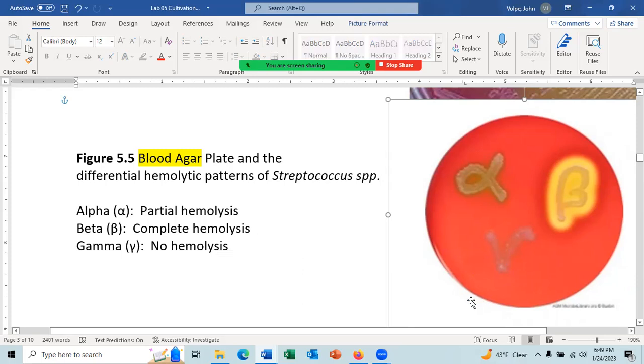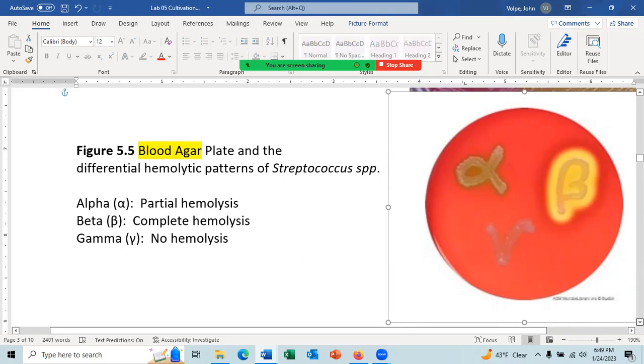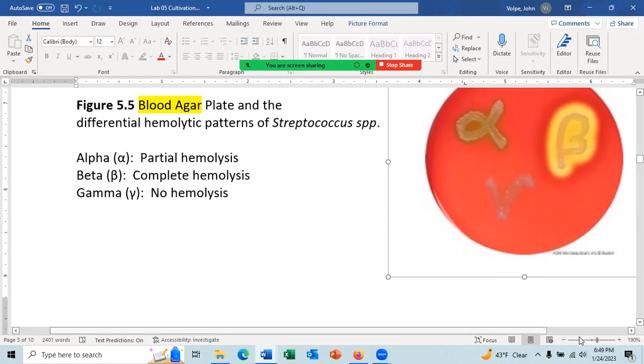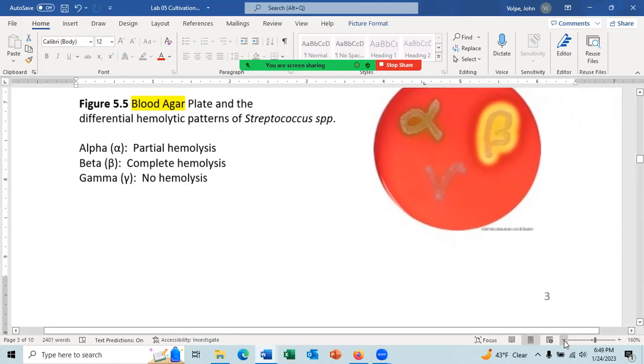Oops, I didn't mean to move that. Oh well, make sure I don't save this. Let me shrink that down.